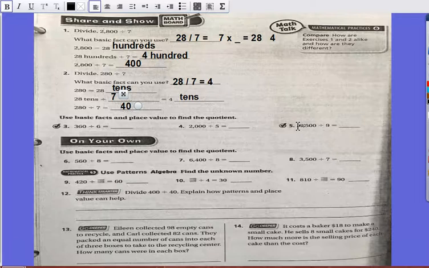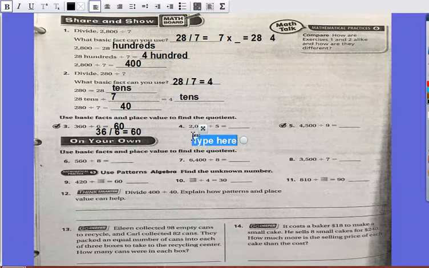Alright, so 360 divided by 6. My first thing is I'm going to write 36 divided by 6 equals, what times what, or 6 times what equals 36. So 6 would be my answer. 6 times 6 is 36. Since I had a tens here, I'm going to add a tens in the answer. So my answer up here should be 60.